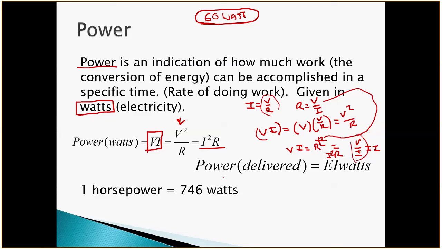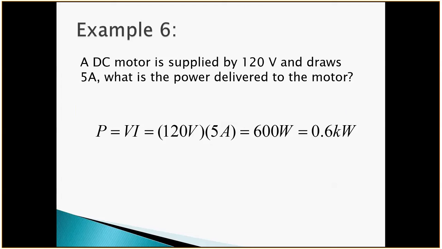So power delivered is equal to voltage times current, and that's in watts. That's how much a source delivers. Sometimes we rate electrical equipment like a motor in horsepower, and there's a little conversion where 1 horsepower is equal to 746 watts. So that will permit me to do things with horsepower as well. So let's see if we can look at a couple of things with regard to power.